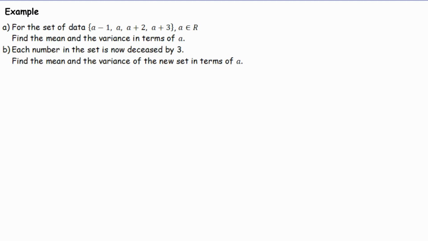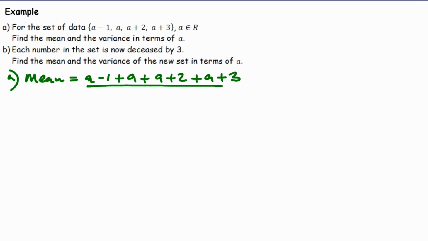So the mean here will be equal to the sum of these values, which is A minus 1 plus A plus 2 plus A plus 3, all this over how many they are, which is 4. And this simplifies to 4A plus 4 all over 4. And this simplifies to A plus 1.